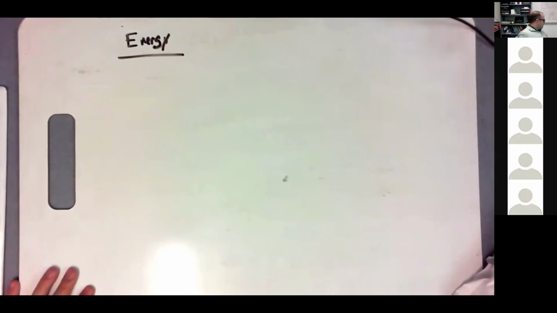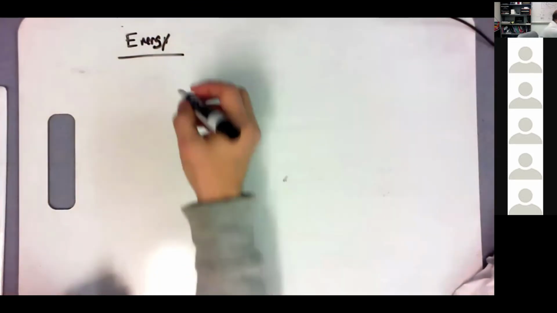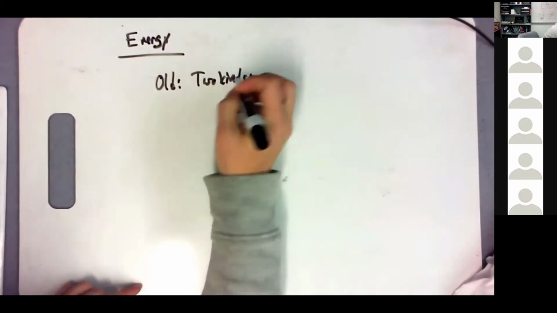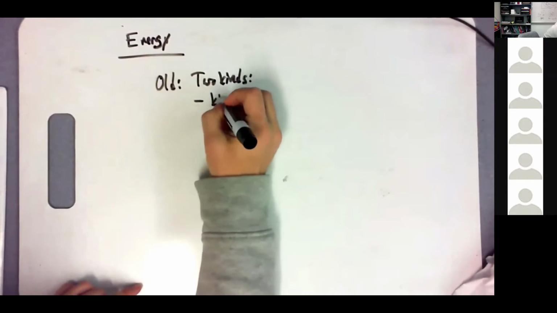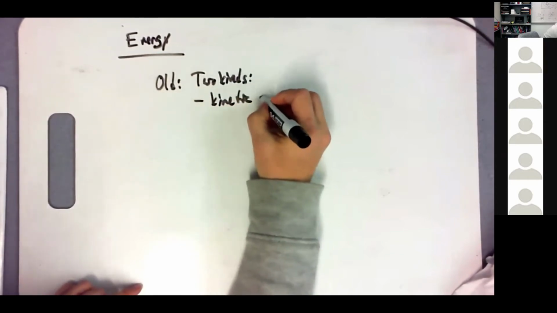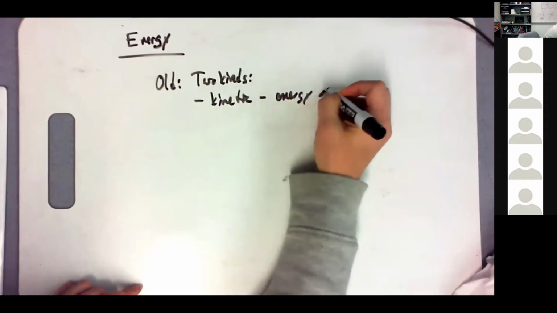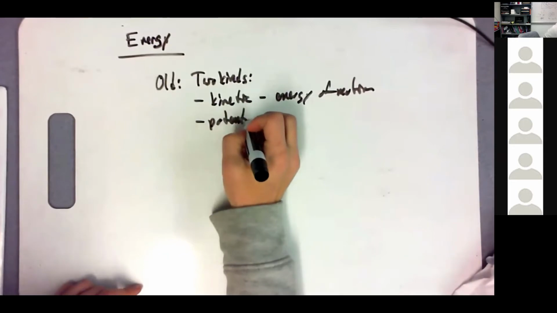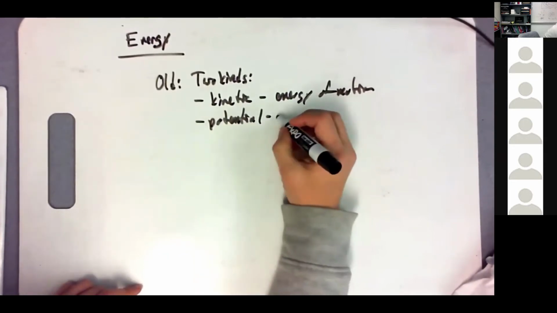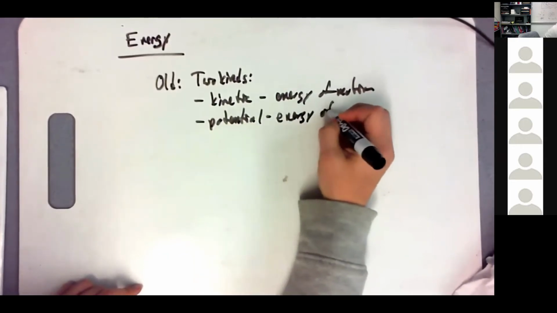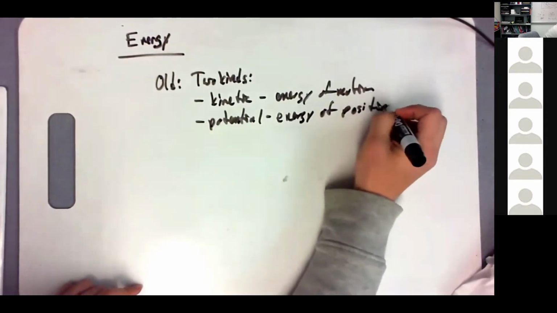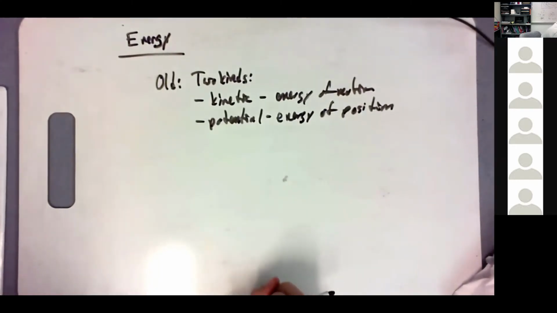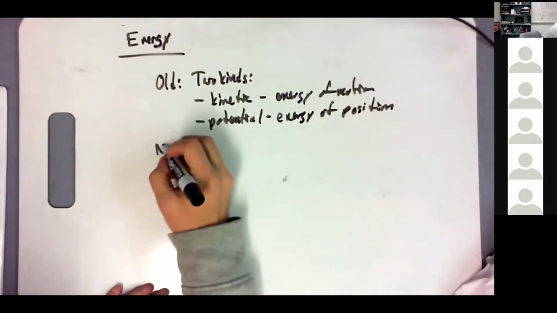In the old way of doing things, there were two kinds of energy. Kinetic energy, which is the energy of motion, and potential energy, which was the energy of position, or shape, or other things that are related to position. Now we're going to add another one.